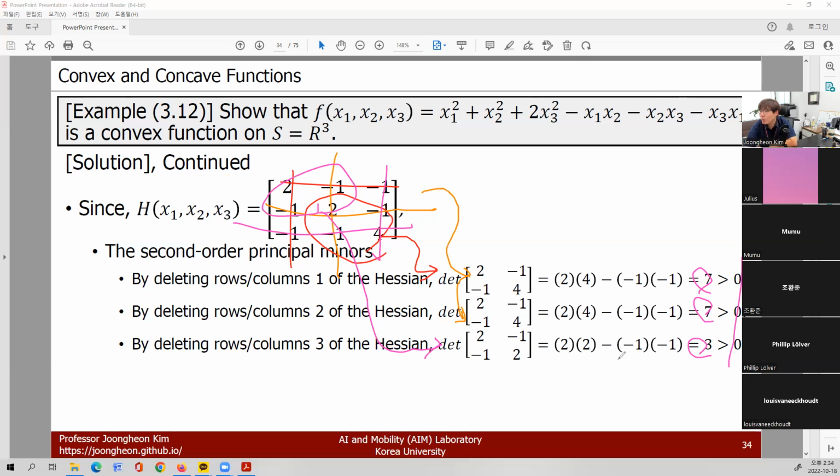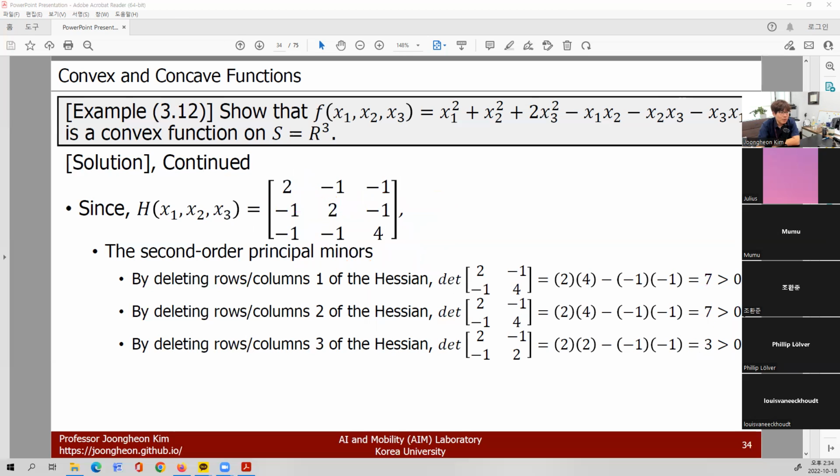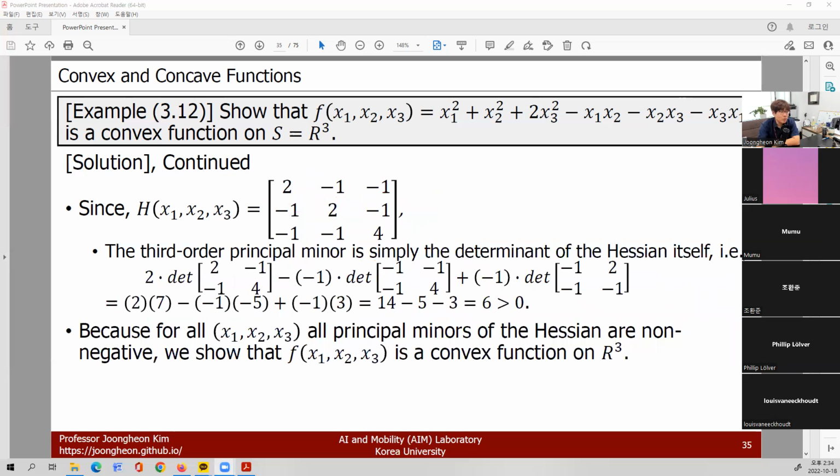Then everything will be positive, okay? And then lastly, for the third order principal minor, because here our Hessian is 3 by 3, that's why we can calculate up to the third principal minor, right? Third order principal minor, right? That's why you have to calculate the determinant of this one. You know how to calculate this one, right?